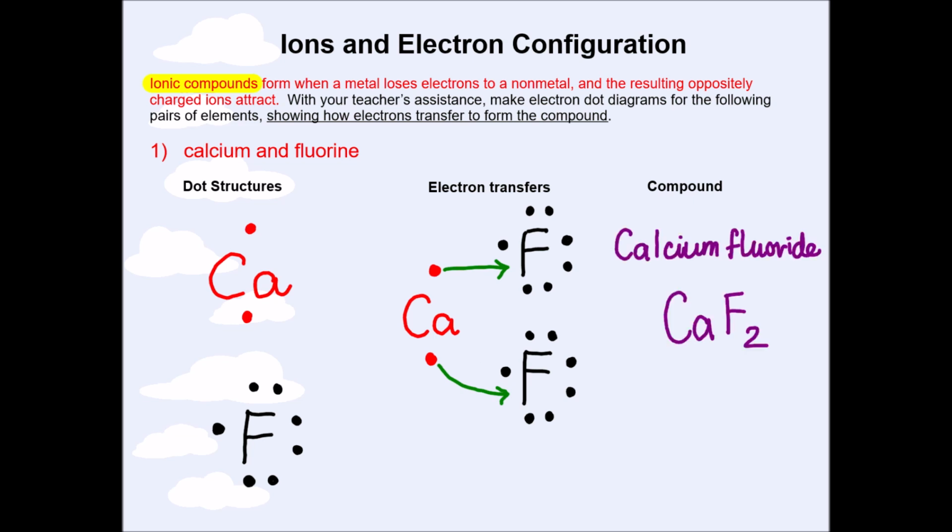The final compound that comes out of this electron transfer is called calcium fluoride, with the formula CaF2, which means 1 calcium ion and 2 fluorine ions. This is an ionic compound because when these atoms interact, they transfer electrons, thus becoming ions.